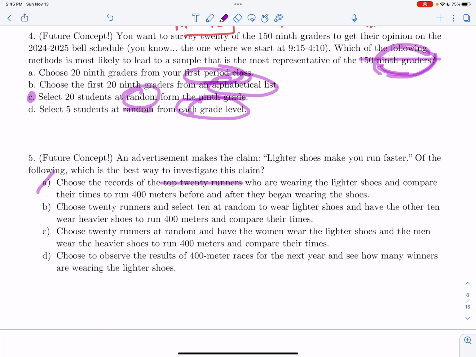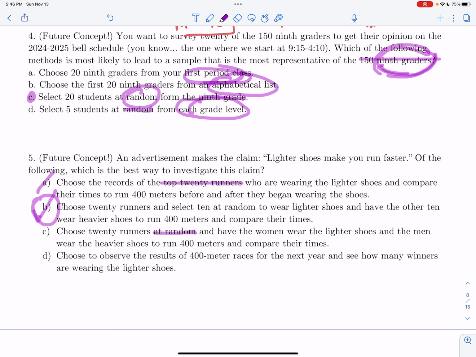B, choose 20 runners and select 10 at random to wear lighter shoes and have the other 10 wear heavier shoes to run 400 meters and compare their times, which works. C, choose 20 runners at random. Okay, random. And have women wear the lighter shoes and the men wear heavier shoes to run 400 meters and compare the times.